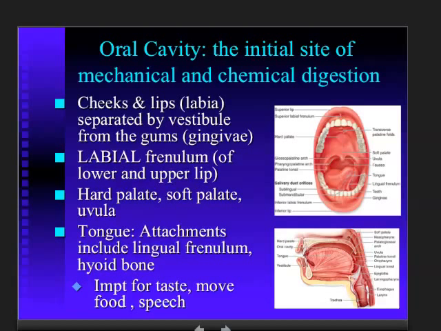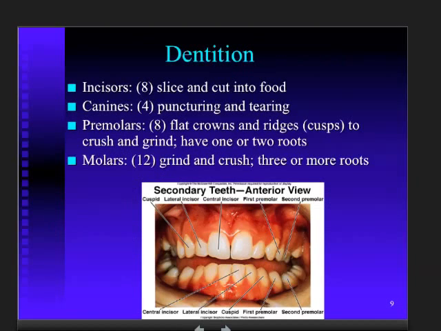Your tongue moves in all directions, which allows you to manipulate the food, moving it in and putting it between the jaws of death, between your teeth and so forth. It allows you to push that food back to begin the swallowing reflex. It's also important in taste; you have taste buds on the surface of your tongue. And it's important in speech, as you move your tongue around to create different sounds. Okay, dentition.